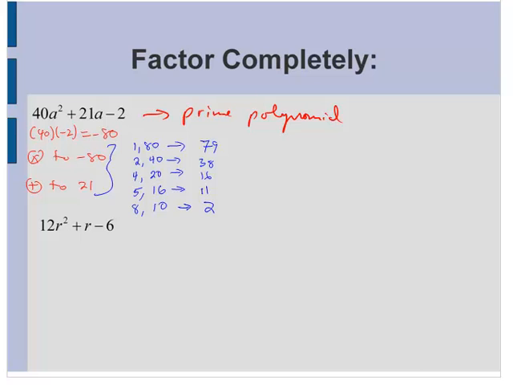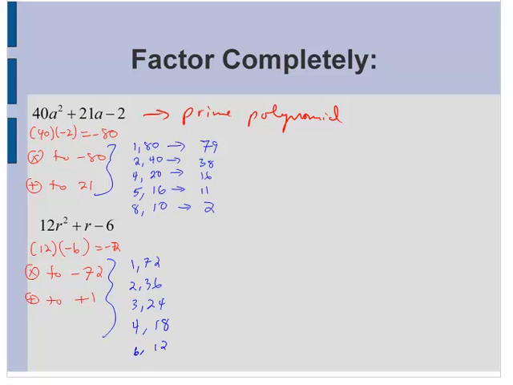Alright, trying the next example. 12r squared plus r minus 6. Let's see, we need a pair. There's no common factors, so let's see, 12 times negative 6 is negative 72. We need a pair of numbers that multiplies to negative 72 and adds to positive 1. Be careful there. Alright, and we just had an example with 72 as the product, so 1 and 72, 2 and 36, 3 and 24, 4 and 18, 6 and 12, 8 and 9.